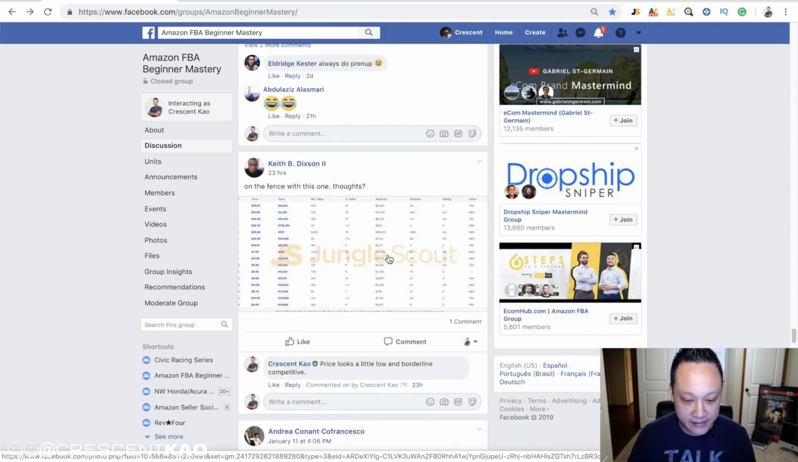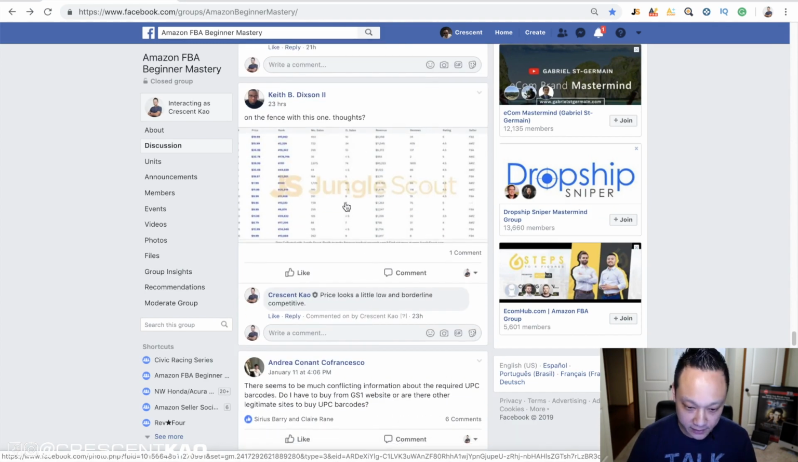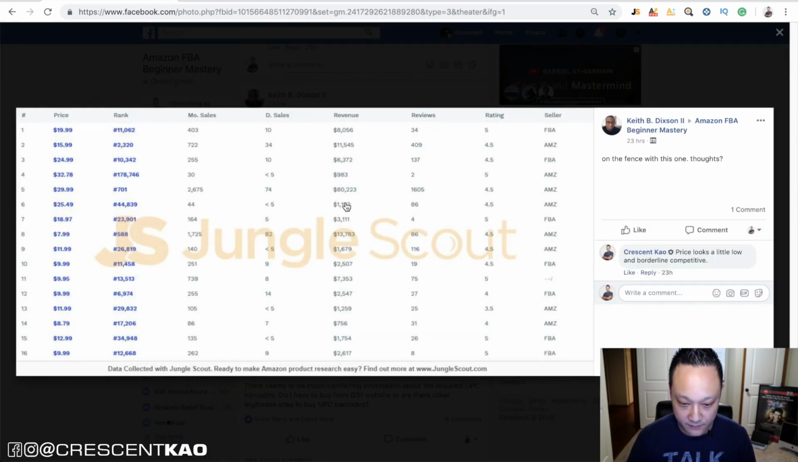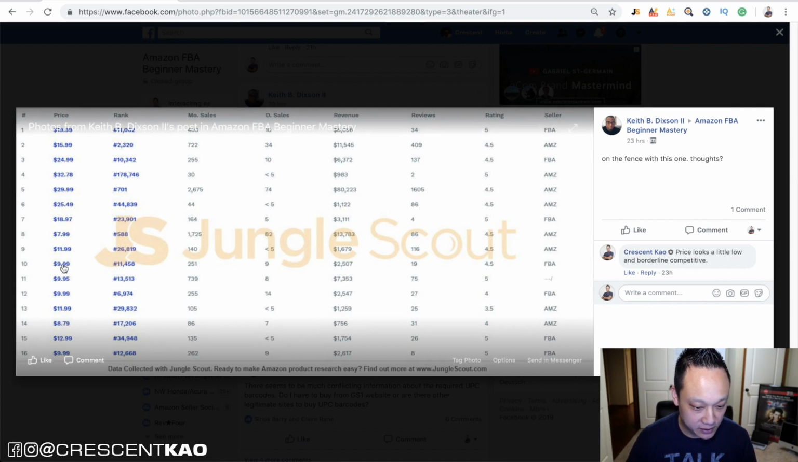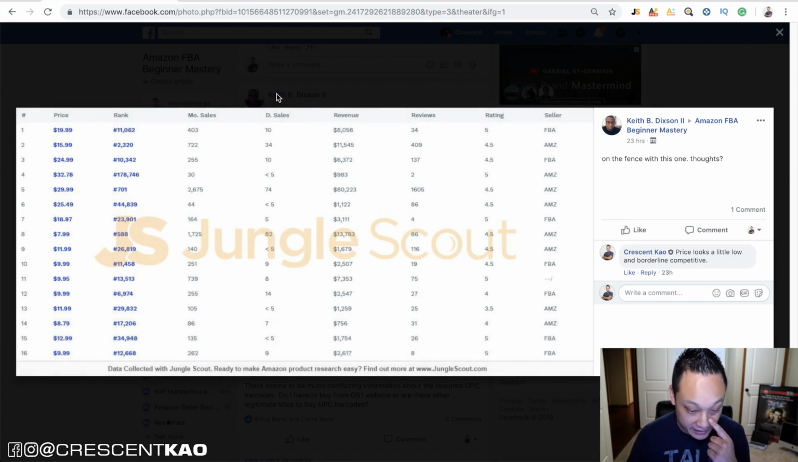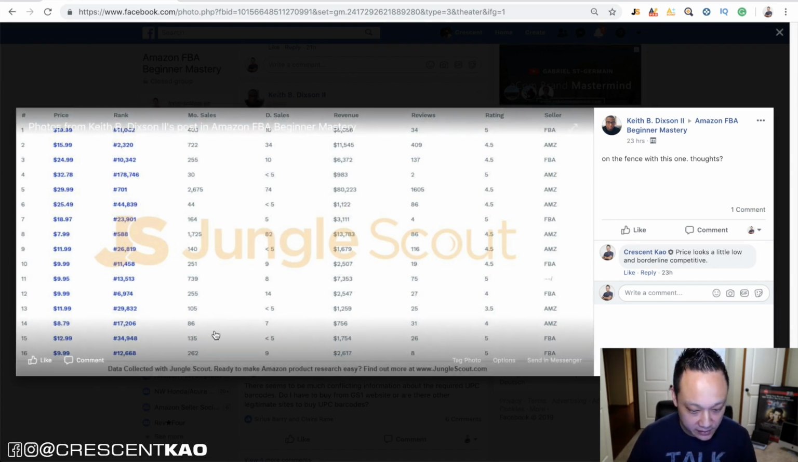And Keith B. Dixon, on the fence with this one. Let's see here. So the price point here looks on the low side. You can see these are above $15, but all these ones are below it. So be careful on that. And then the monthly sales is okay. And the reviews, 1, 2, 3, 4. This is borderline too competitive, okay?